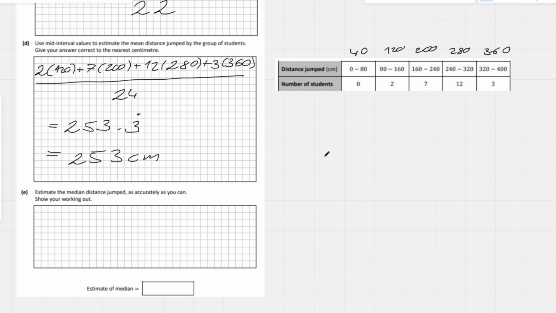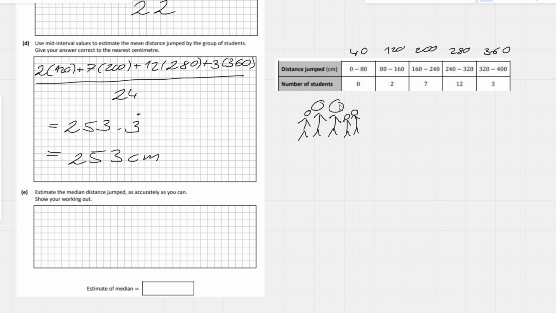Okay, so for part E, we have to estimate the median distance jumped as accurately as you can. For this, we'll be using the mid-interval values that we have from the previous question. So again, we don't know exactly how far people are jumping, so we're going to have to do a bit of estimation. So the median value is the value in the middle. If we draw 5 people, so we have 1, 2, 3, 4, 5. So these are 5 people.